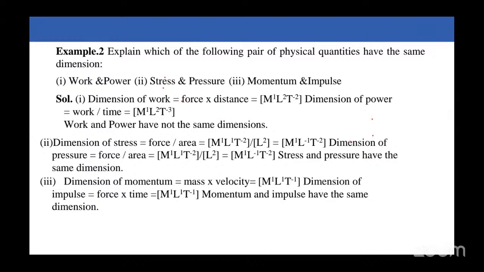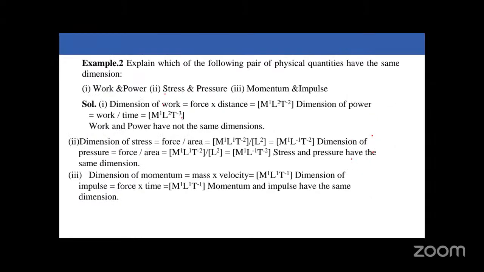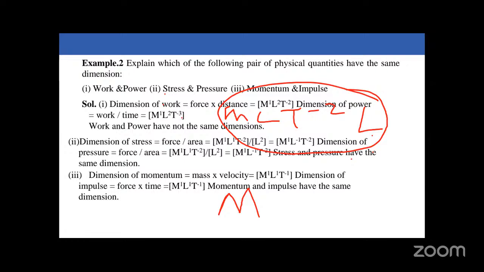Work is force times distance, and force is M L T minus 2. Distance is L. So if you bring them together, you have M L2 T minus 2. So this is the formula for work.